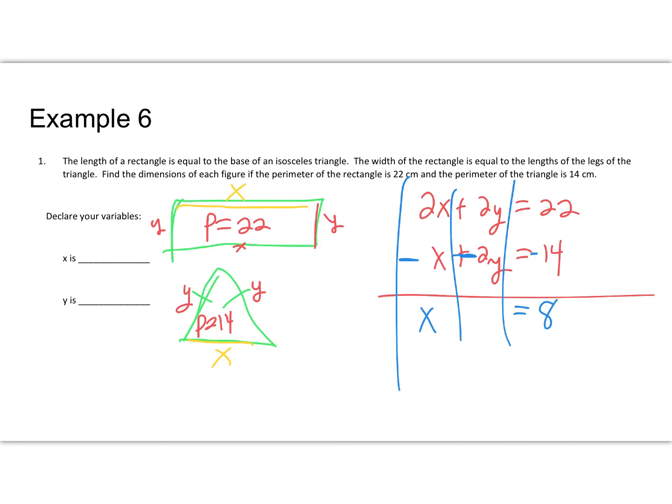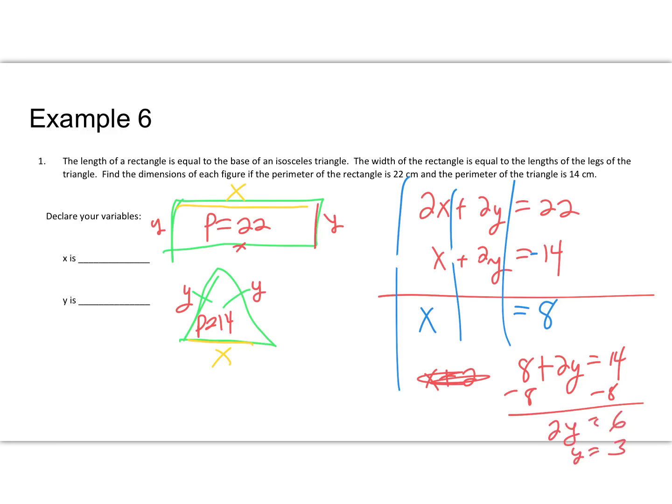Okay, now you can pick any equation you want. I'm just going to go back to this equation, take out the negatives and put the pluses back in because I can do that. So x is what I solved for. So 8 plus 2y is equal to 14. Minus the 8's. 2y is equal to 6. So y is equal to 3.